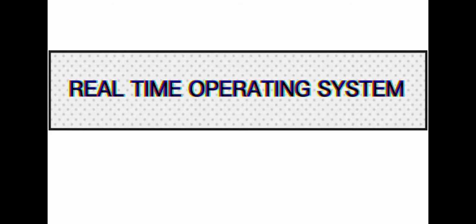Last, real-time operating system. These types of OS serve real-time systems. The time interval required to process and respond to inputs is very small. This time interval is called response time. Real-time systems are used when there are time requirements that are very strict, like missile systems, air traffic control systems, robots, etc.